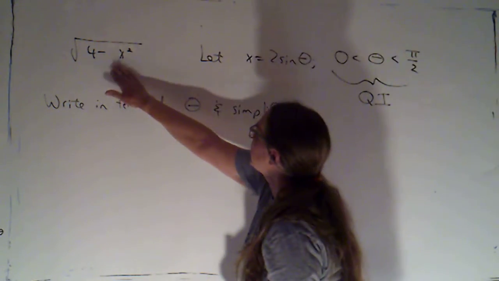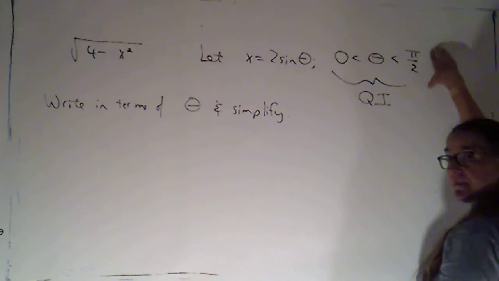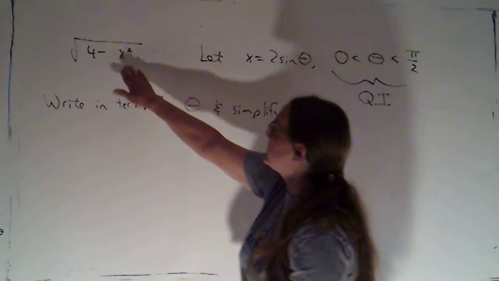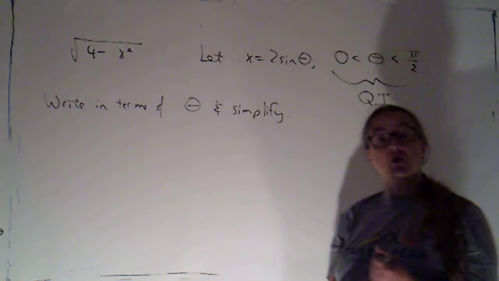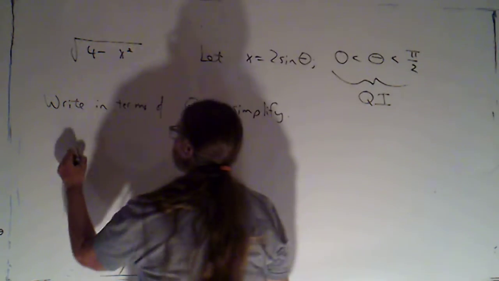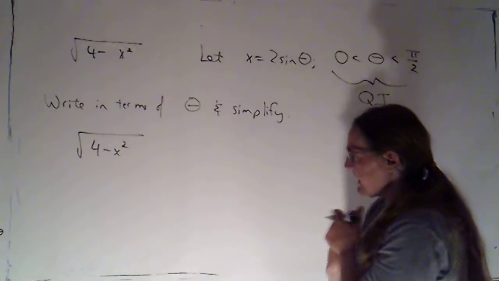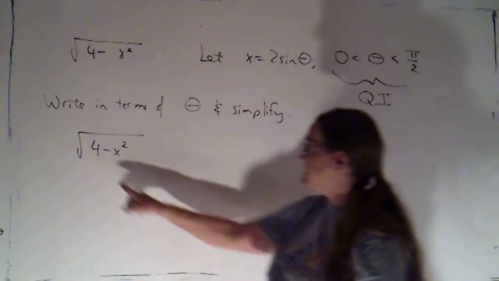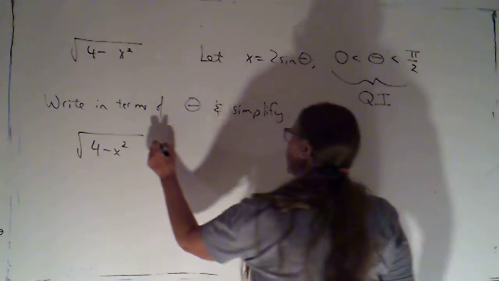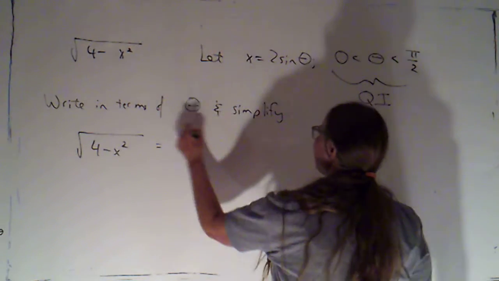You've got that expression, you're told the relationship between x and theta, and you're told that theta is an angle in quadrant 1. And then what we're supposed to do is take this and write it in terms of theta and simplify. So I'm going to say the square root of 4 minus x squared. Now that's something that as is I couldn't simplify because square roots do not distribute over subtraction. But when I write it in terms of theta, I'm going to be able to simplify it. So let's see what happens.